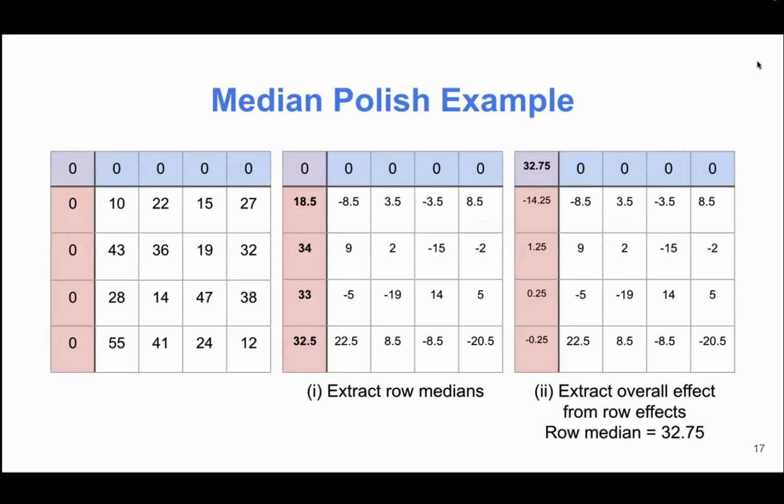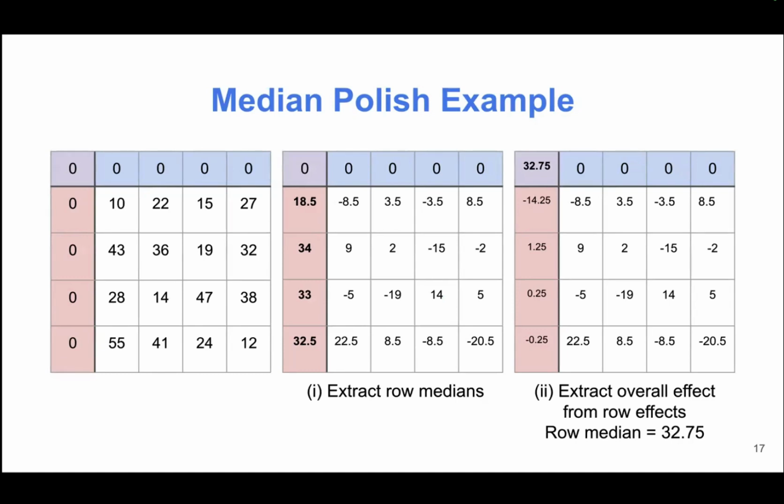Again, to look for an example of what we're doing for each step, we have our original matrix on the left here. And then for each row, we'll find the median value. So for our row of 10, 22, 15, 27, we'll find our median of 18.5, and we'll subtract that from all the values in the row and add it to our row effects on the left. We'll do that for each row.